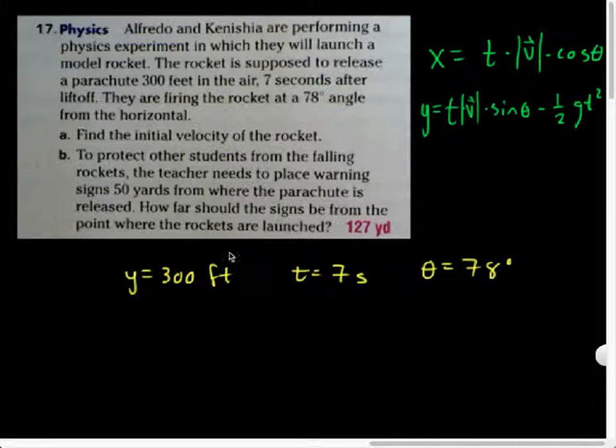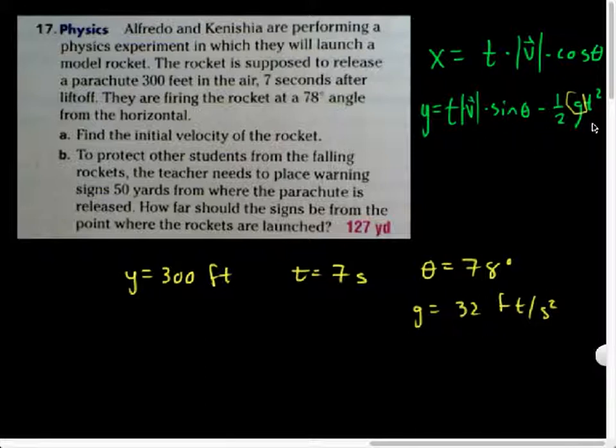So this looks like information I could plug into an equation. I know t, I know y, I know theta. Do I know g? Well, they're using feet, so I imagine that g should equal 32 feet per second squared.